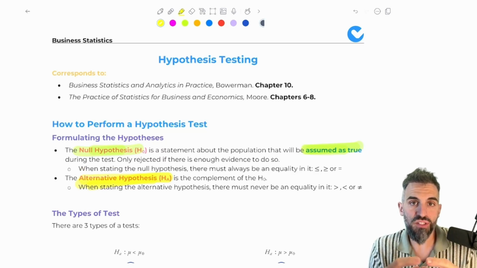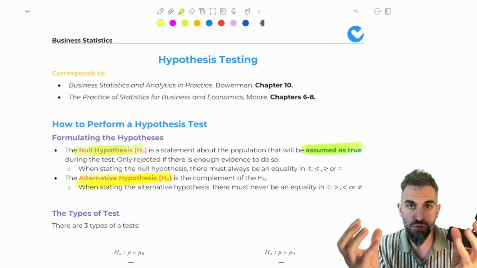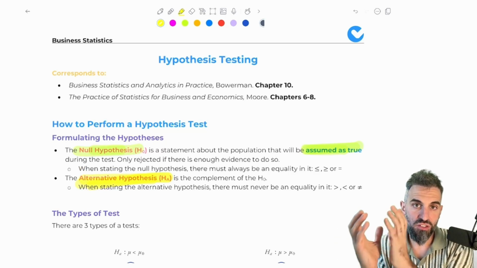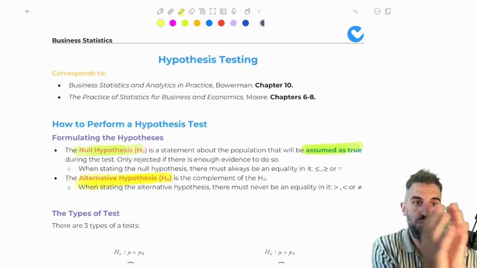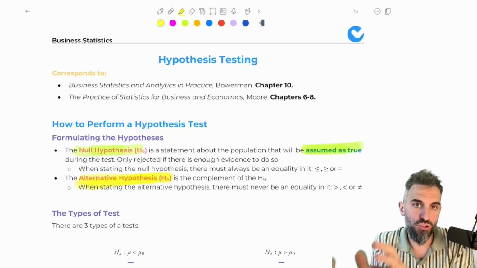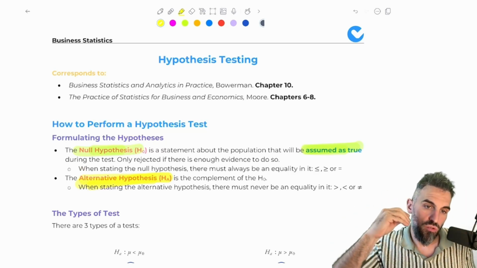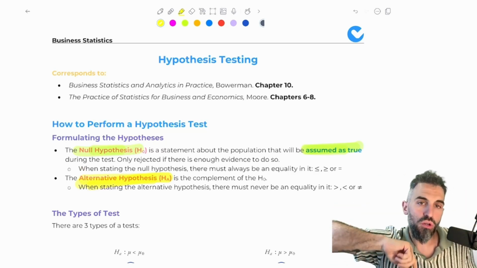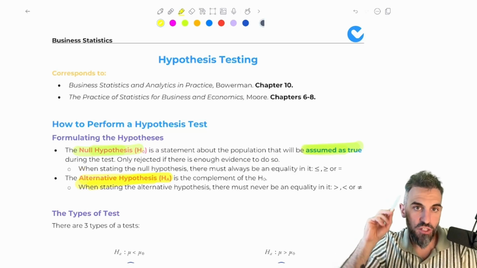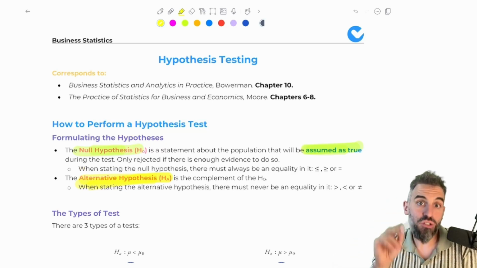In every hypothesis test, there's the two versions. There's one hypothesis that is assumed to be true, that's the null, and then there's the alternate, which is what we are trying to prove. We are trying to gather evidence to try to say, no, we have enough evidence to say that this person is actually guilty. Okay.